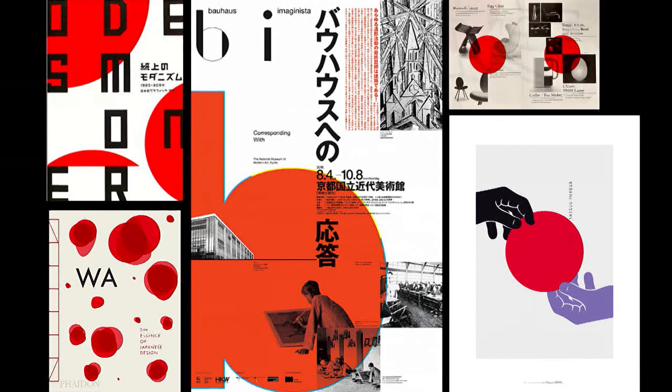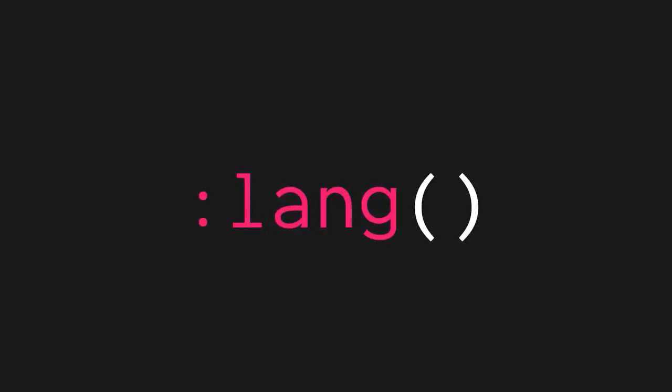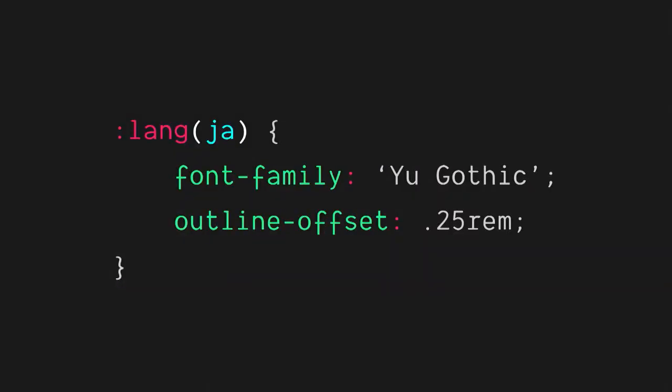They use red to symbolize the sun versus yellow in Western culture, so that has a very unique meaning to the people of Japan. And so I started doing this by using the almighty lang pseudo-class. I've used this to create localized styles for the same pieces of UI. The way you use it is, inside the parentheses, you put the two-letter code for whatever language you're trying to target, and then add your styles.